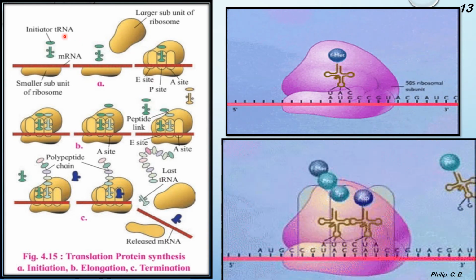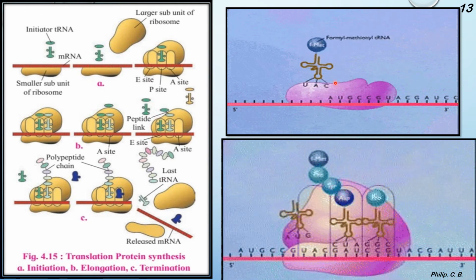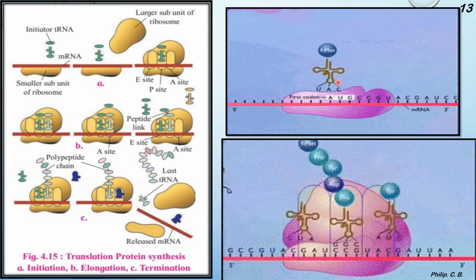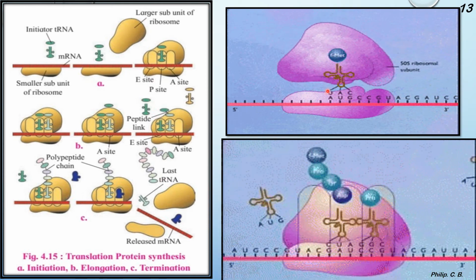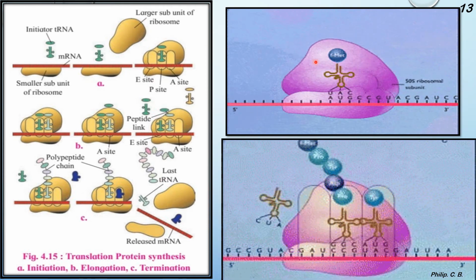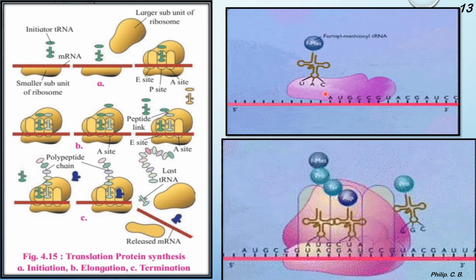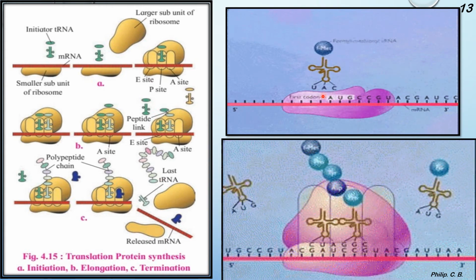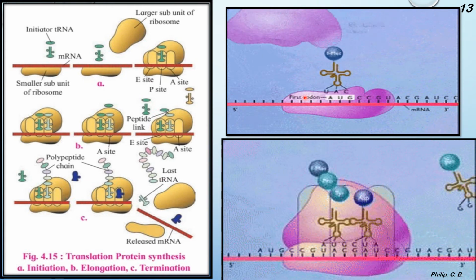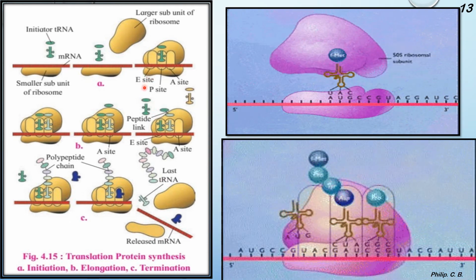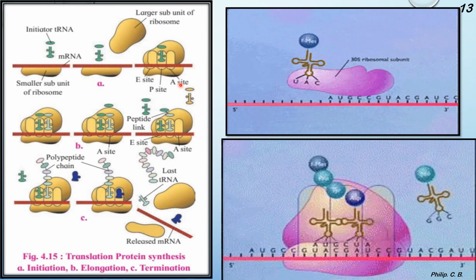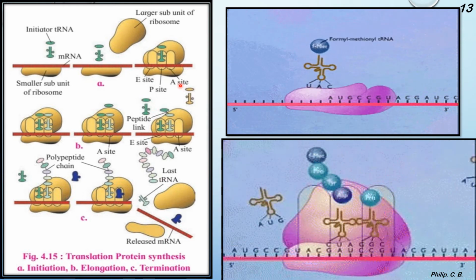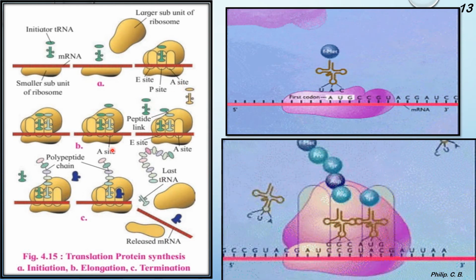Clear? Then initiator tRNA, see here in the animation now how it is coming and joining, that is UAC joining to AUG, that is methionine. Then the larger subunit, as you can see, getting connected with the smaller subunit of the ribosome. And most important, the three sites, that is E site, P site and A site, just what you read in the previous slide. Clear?